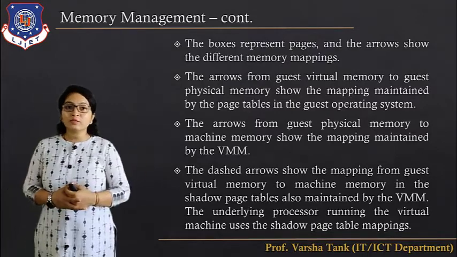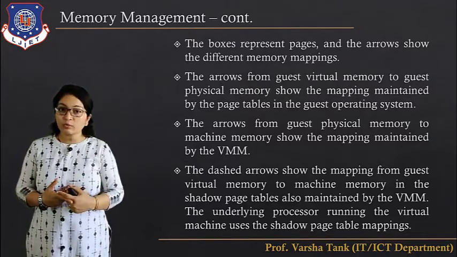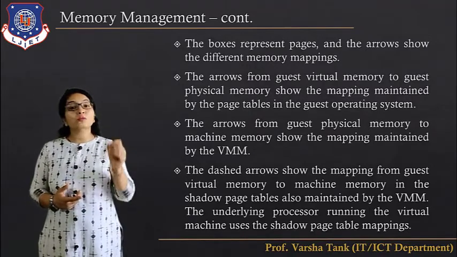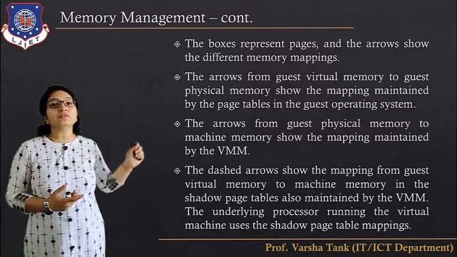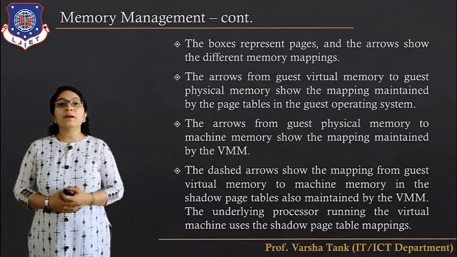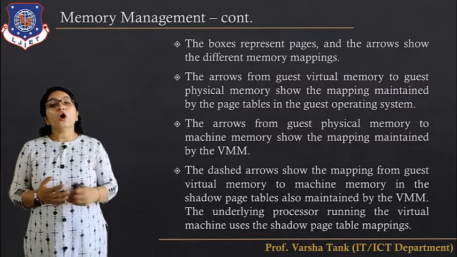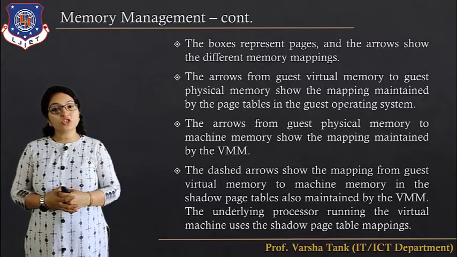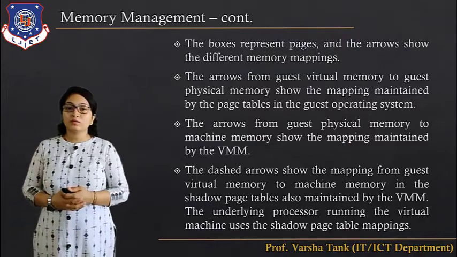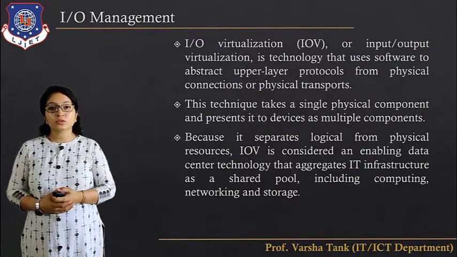Then the arrow from the guest physical memory to the machine memory shows the mapping maintained by the virtual machine monitor. So that mapping is done by the virtual machine monitor, from the guest physical memory to the machine memory. Now the dashed arrow shows the mapping from the guest virtual memory to the machine memory in the shadow page table, also maintained by the virtual machine monitor, the VMM. So these are the details about the memory mapping in the guest and the host machine.